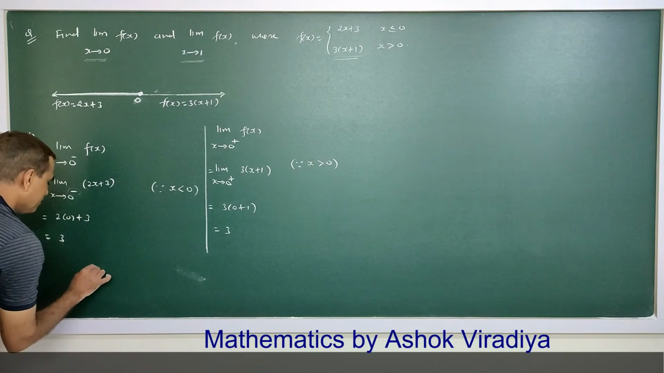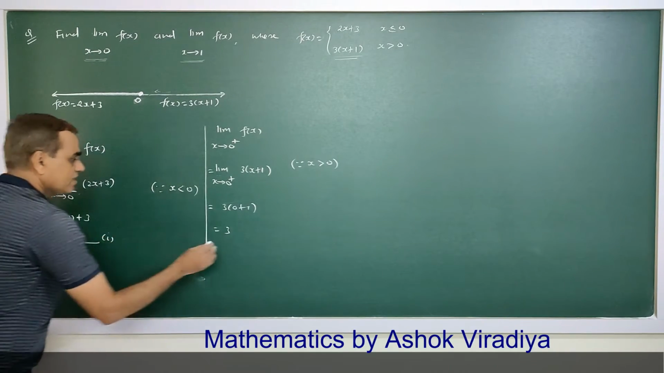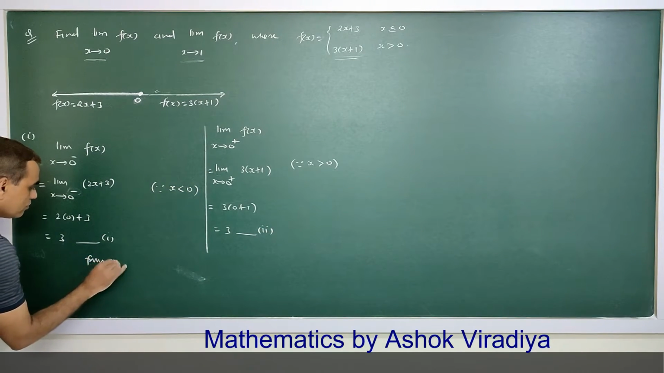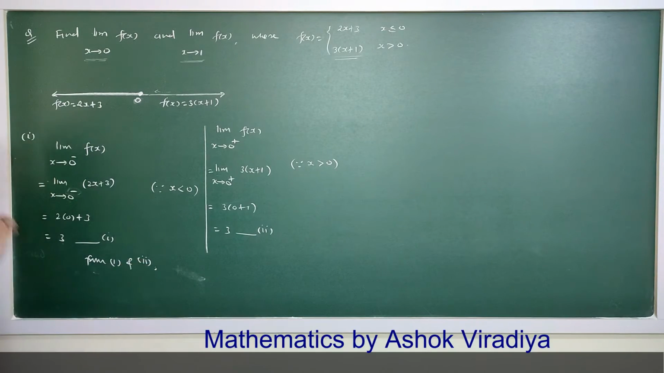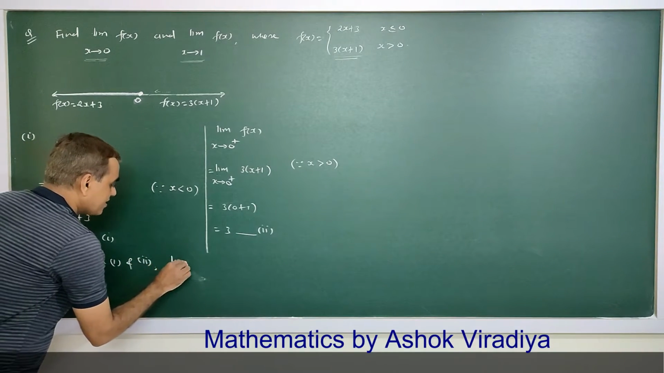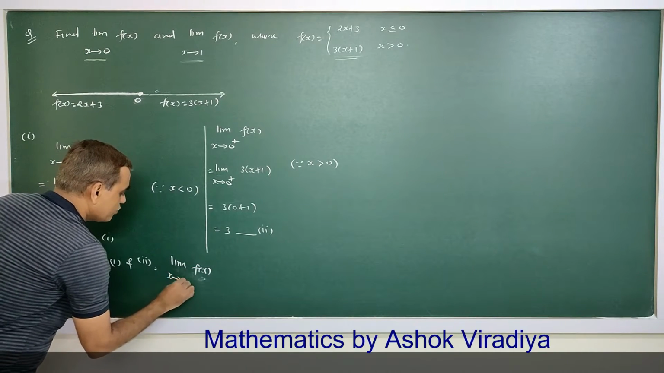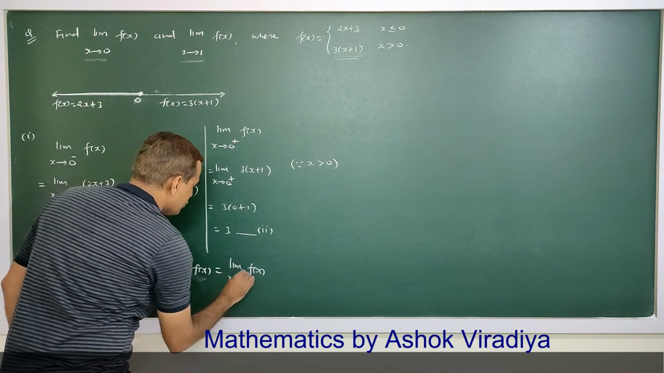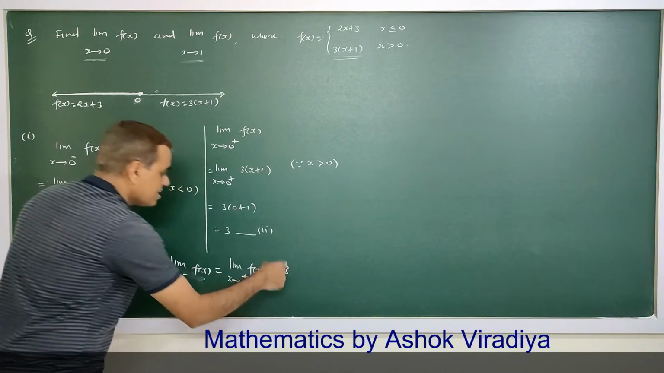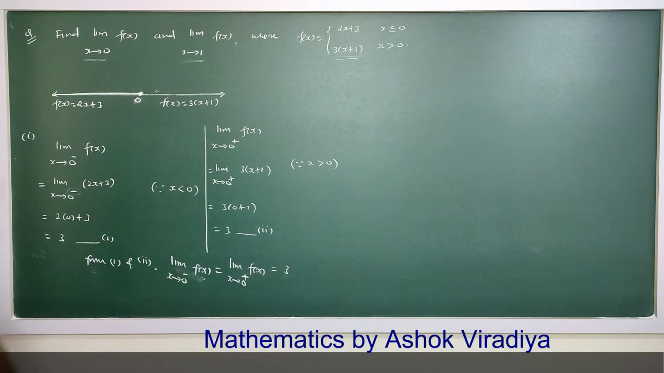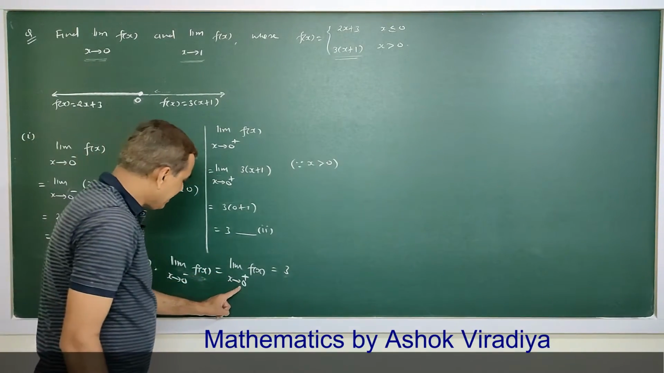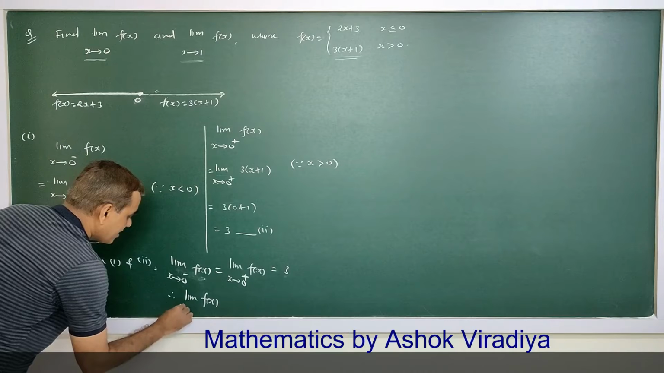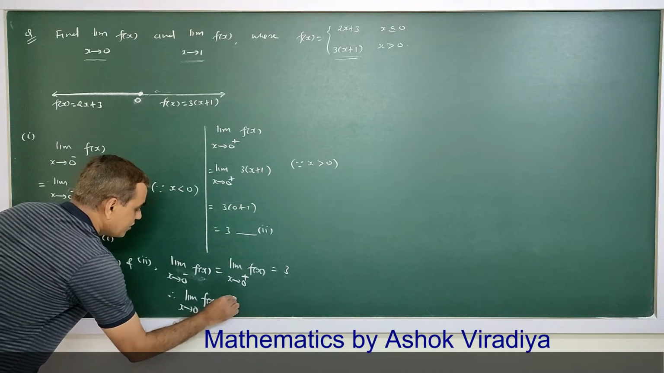From 1 and 2, if we say this is 1, this is 2, from 1 and 2, it is clear that limit of f(x), x tends to 0 from left, is equal to limit of f(x), x tends to 0 from right side, both are 3. Left hand limit is equal to right hand limit and it is 3. Therefore, limit of f(x), x tends to 0, it is 3.